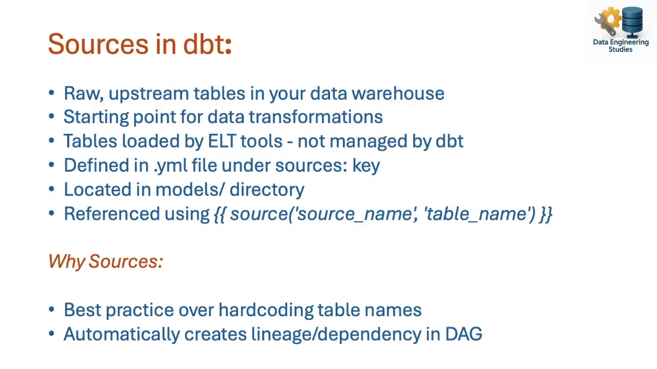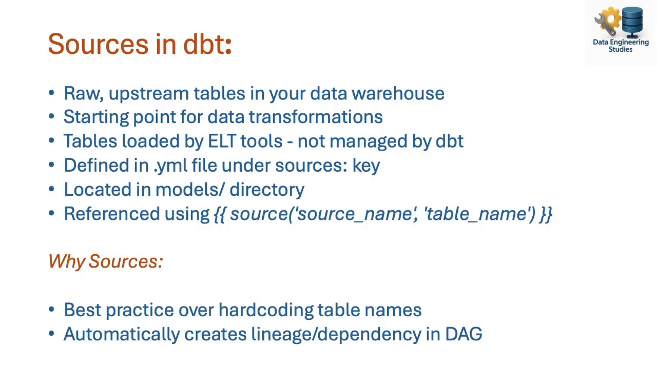So why do we use sources? If your source table name changes, you just have to update the YAML file. You don't have to update the SQL. The next benefit is the lineage. dbt automatically creates dependencies in your DAG, so you can visualize where exactly your data is coming from.